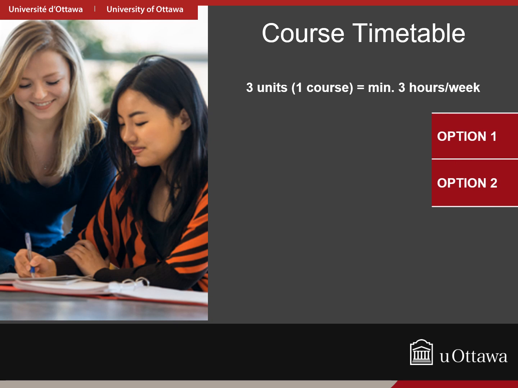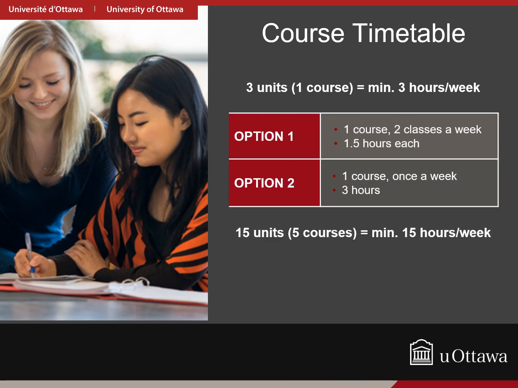Courses come in one of 2 formats at the University of Ottawa, both of which have a minimum of 3 hours each week in class, which is why you get 3 units. They'll either be 2 hour-and-a-half session classes, which is the most common, or 1 3-hour session. You're looking at 5 courses a semester, 15 units, so you're looking at a minimum of 15 hours a week in class, and then on top of that you'll have your discussion groups, your tutorials, and your laboratories.